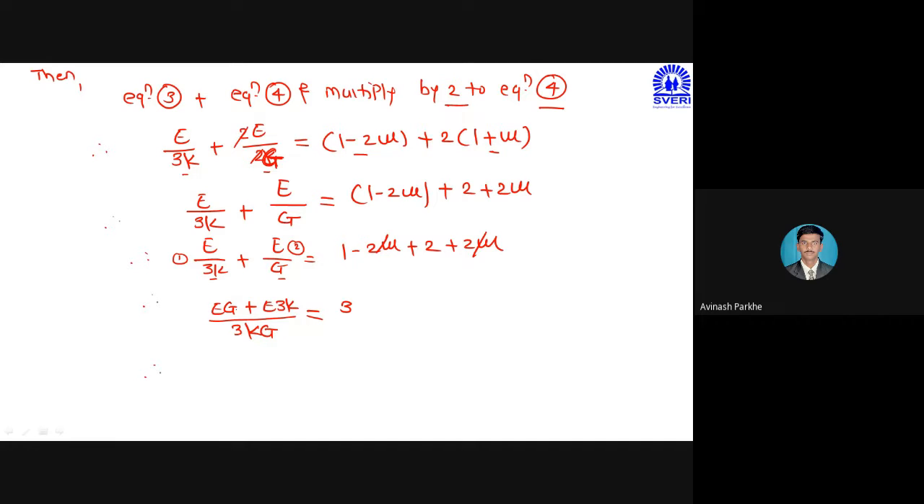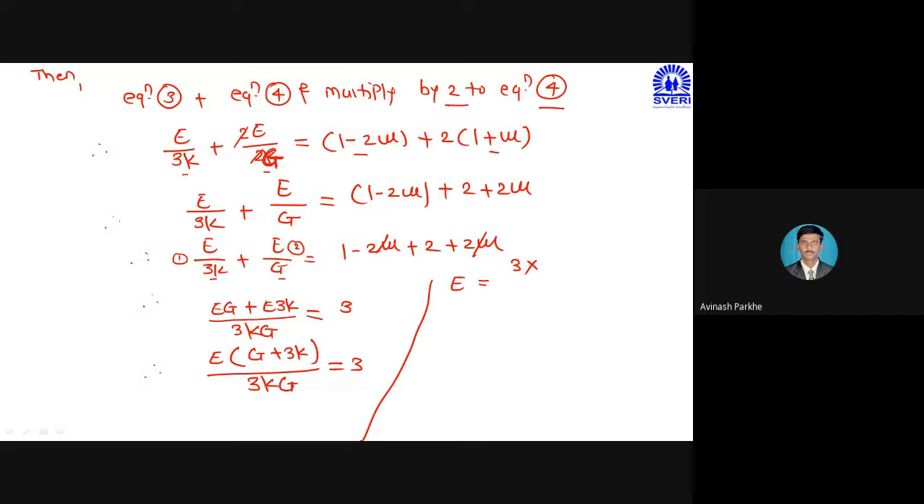So modified step. In the left side, this E and E, this is the constant term, so I have taken outside the bracket. So E in bracket G plus 3k divided by 3kg is equal to 3. So this is the next step. Now as I have to prove the final relation in the form of E, I will write the final equation in the form of E. So this E I will keep as it is. So here this 3 is as it is.